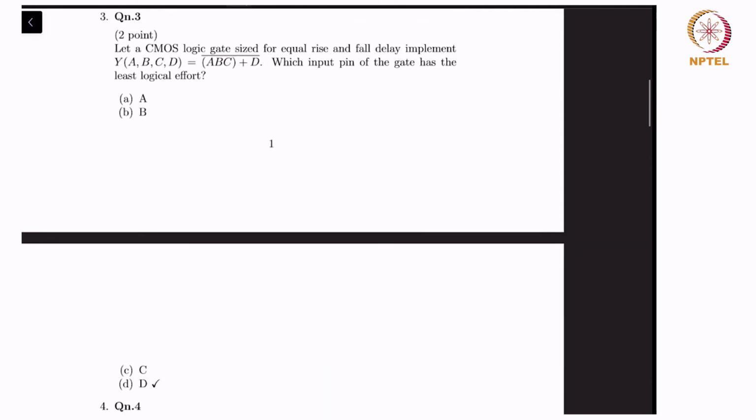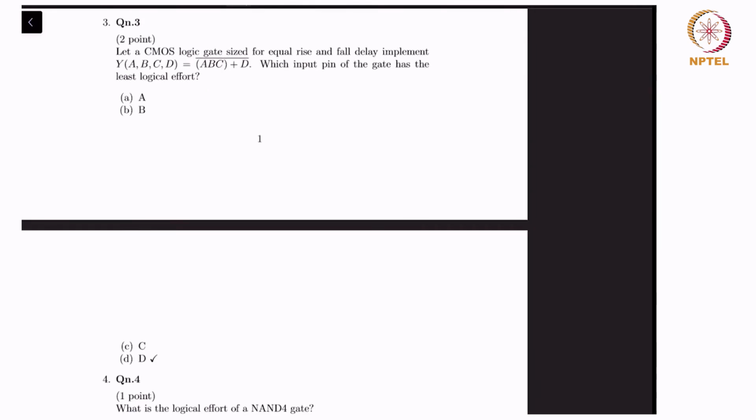In question number 3, let a CMOS logic gate sized for equal rise and fall delay implement the following expression. Which input pin has the least logical effort? Right? So let's look at the diagram. Let's draw the diagram of this gate. So it's easier to draw the NMOS side, A, B, C in series, right? Let's say B, C, and D in parallel.